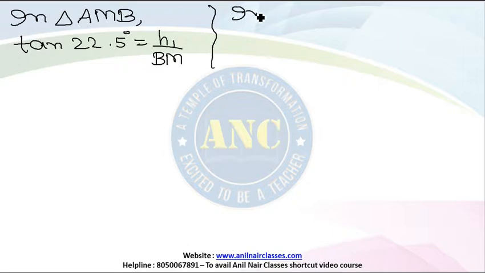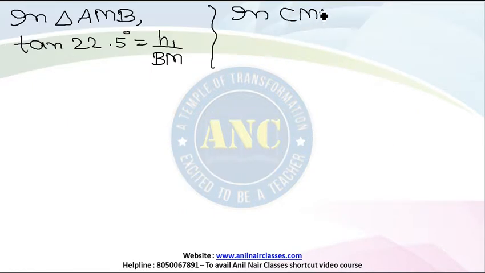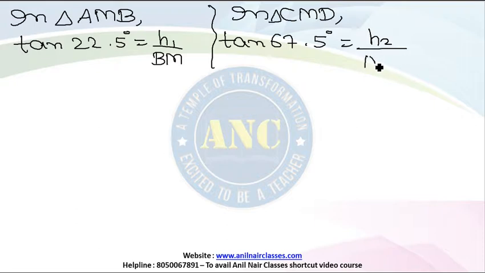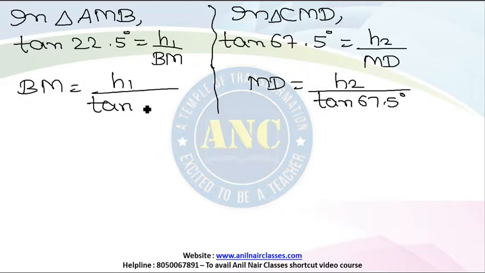Similarly, there is another triangle, the second triangle. This one is MDC, or CMD. In triangle CMD, the angle given is 67.5. Tan of 67.5 degrees: opposite is H2, and the side adjacent to this 67.5 is MD. So it is H2 divided by MD. Can I also say MD is equal to H2 divided by tan of 67.5 degrees, and this one I can also write as BM is equal to H1 divided by tan of 22.5 degrees.